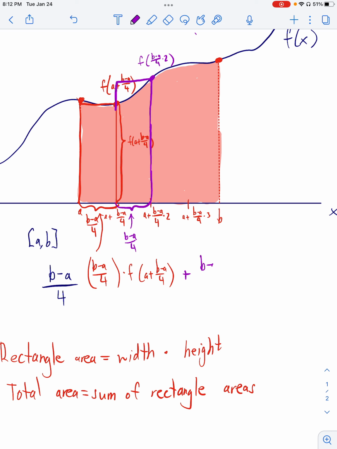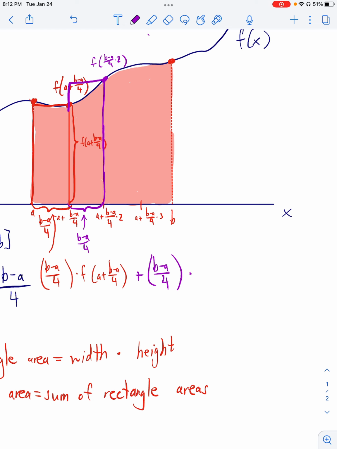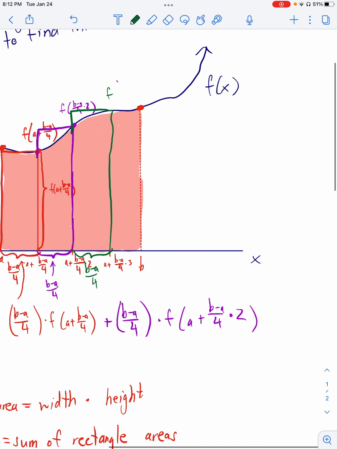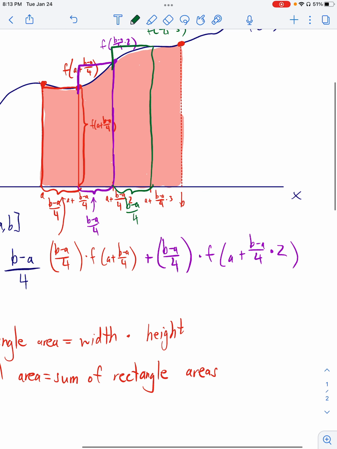So that next rectangle that we're going to add to the total sum is (b minus a)/4 times f of a plus (b minus a)/4 times 2, okay? Likewise, if we were to draw this third rectangle over here, we'd have a height of (b minus a) all over 4. And then that height would be the function evaluated at (b minus a)/4 times 3.